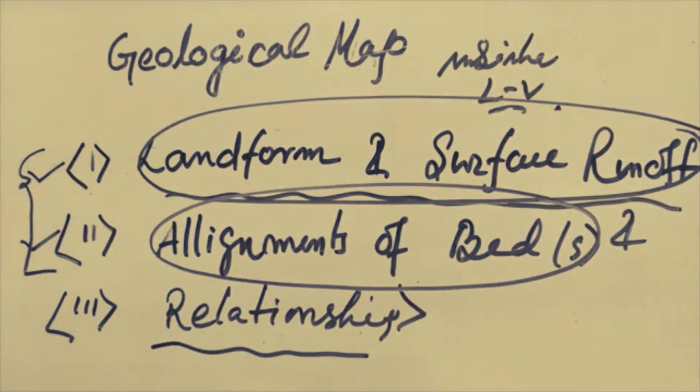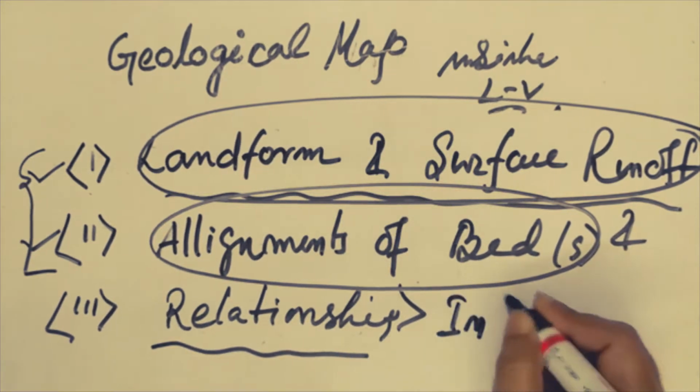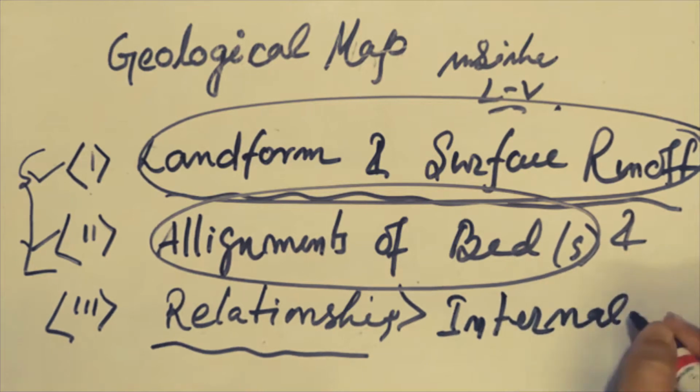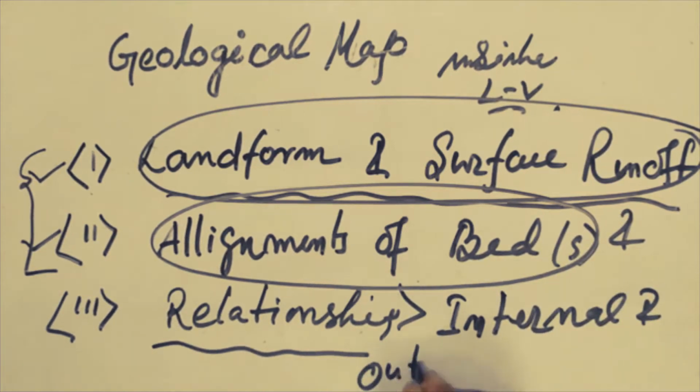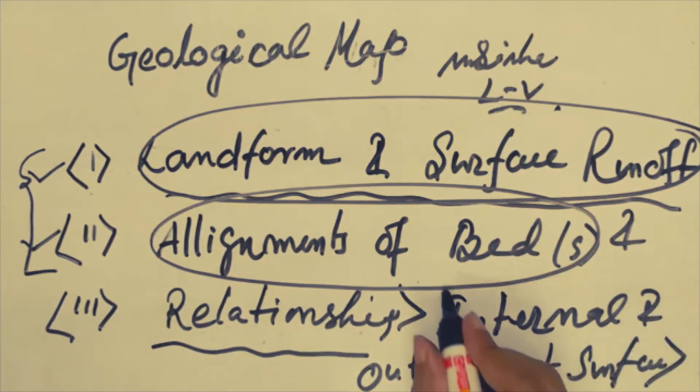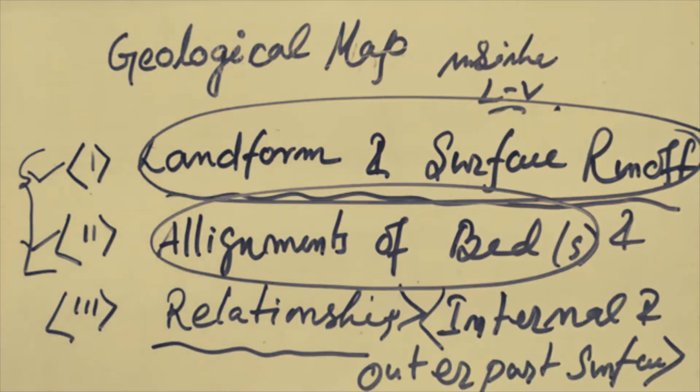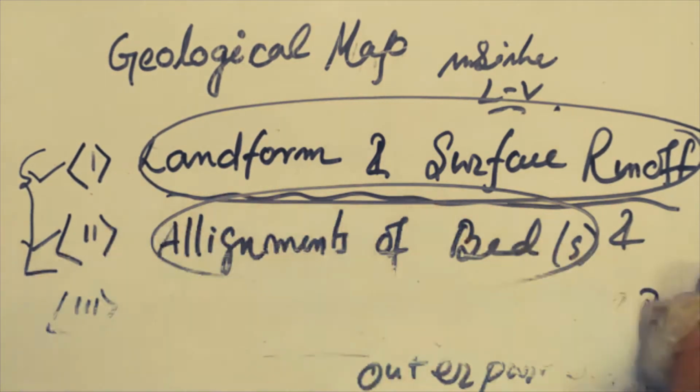Rather, from the geological map, we can identify a relationship between the internal and outer surface of the earth. We can identify the relationship between the internal part of the area concerned, internal beds alignment, internal layers alignment, dip, thickness, all these things, as well as the superficial information, that is landform and the surface runoff.